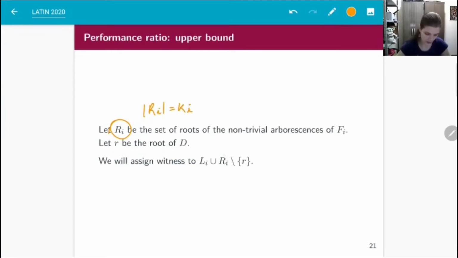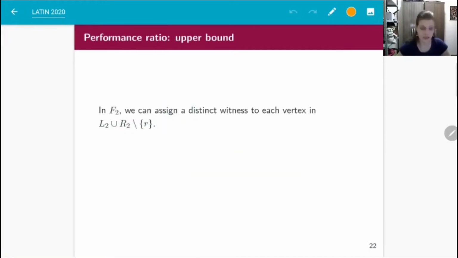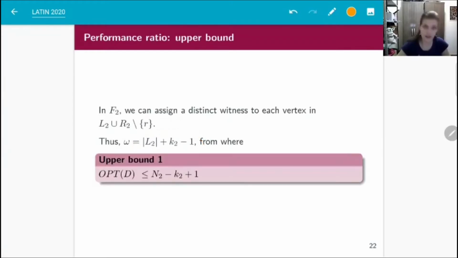We assign witness to this set of vertices here. For forest F2, we can assign a distinct witness to each vertex in this set. So the number of witnesses is exactly the size of this set. This allows us to find this upper bound here. This was already an upper bound for the two approximation algorithm.